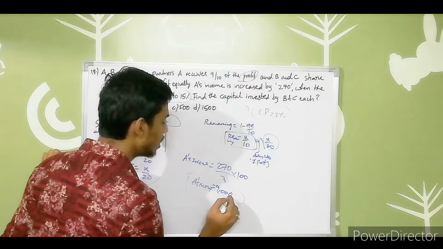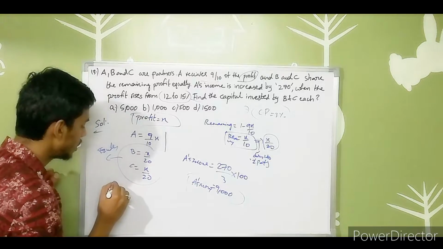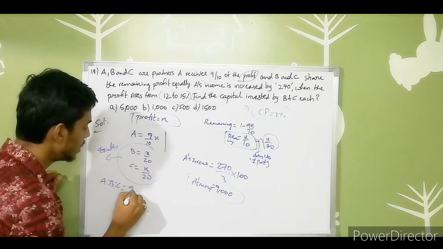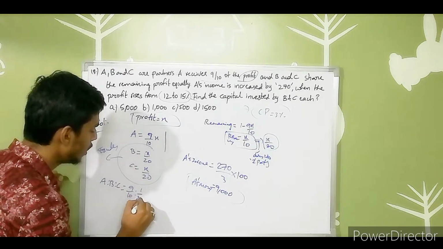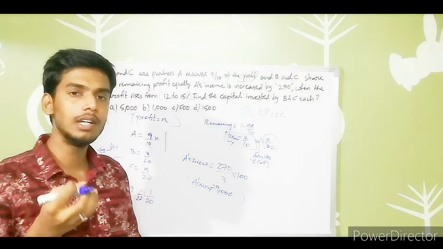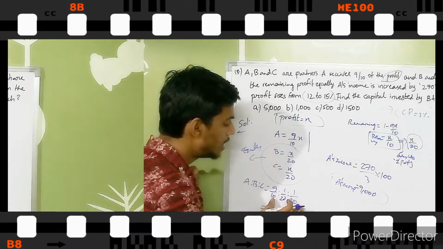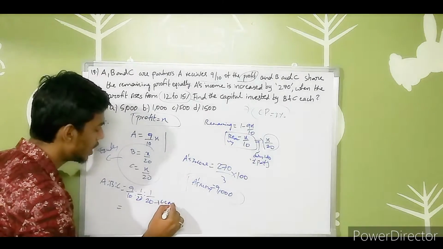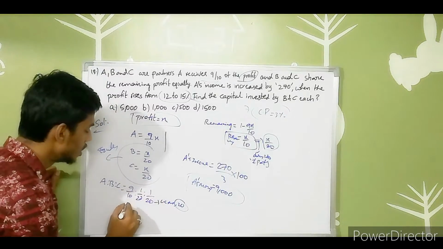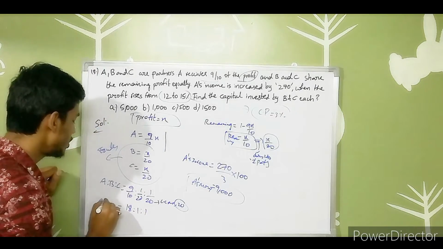So we have A's income as 9,000. Now, when we take the ratio A is to B is to C, we get 9 by 10 is to 1 by 20 is to 1 by 20. To convert these fractions into whole-number ratios, we have to multiply with the denominator LCM. The LCM of 10, 20 and 20 is 20. So multiply each and every term with 20. What we get is 18 is to 1 is to 1. This is A is to B is to C.